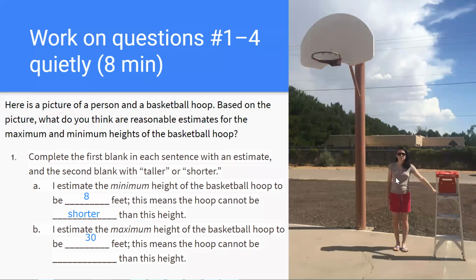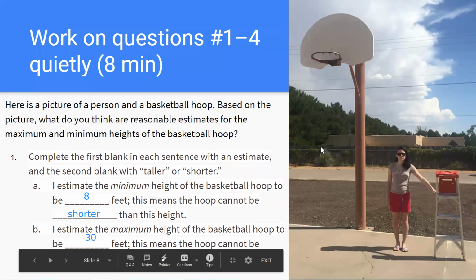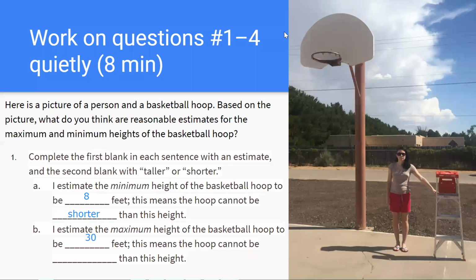We don't know exactly. And for estimates, you want to make reasonable estimates, obviously. Like I'm not going to say the maximum height's 100 feet, because obviously. But you also want to give yourself a little bit of leeway. It's better to overestimate than underestimate. So if we're saying that the maximum height is 30 feet, that means that the basketball hoop cannot be taller than 30 feet. This basketball hoop cannot be taller than 30 feet, but it cannot be shorter than 8 feet.